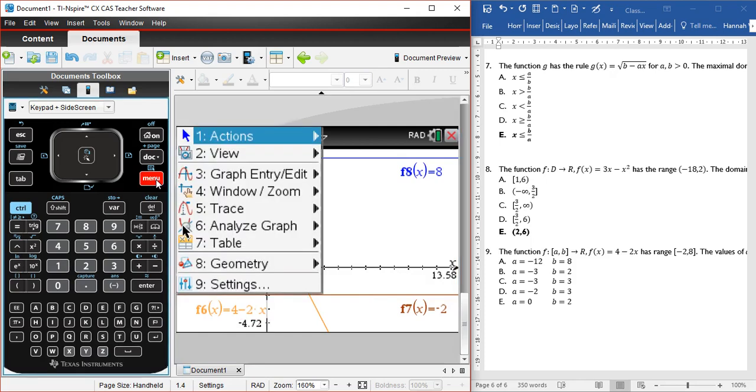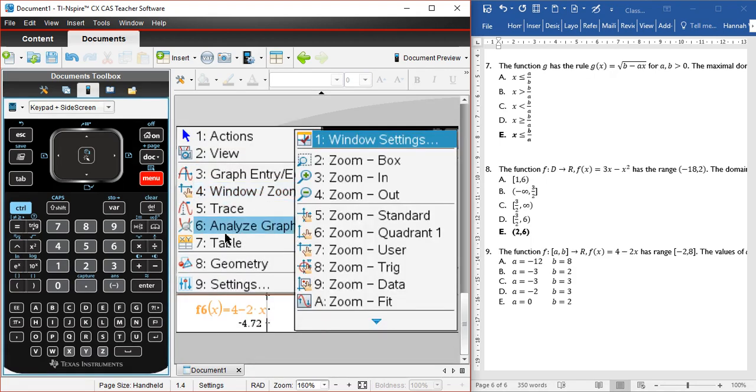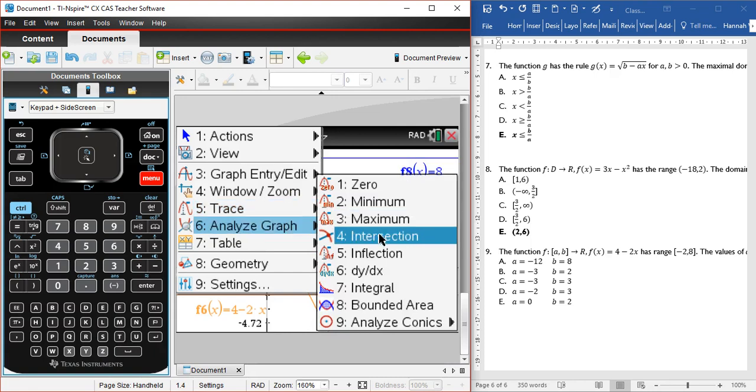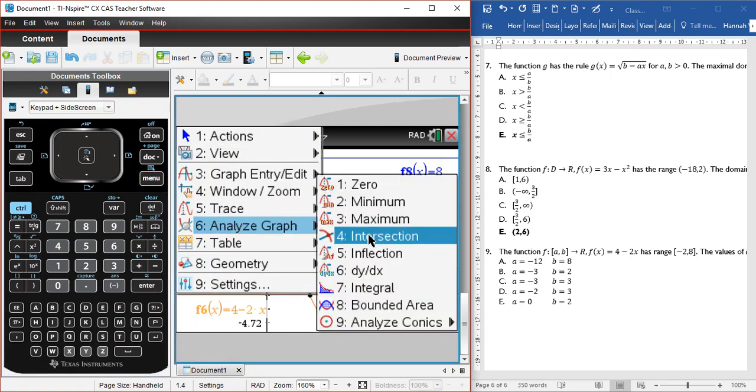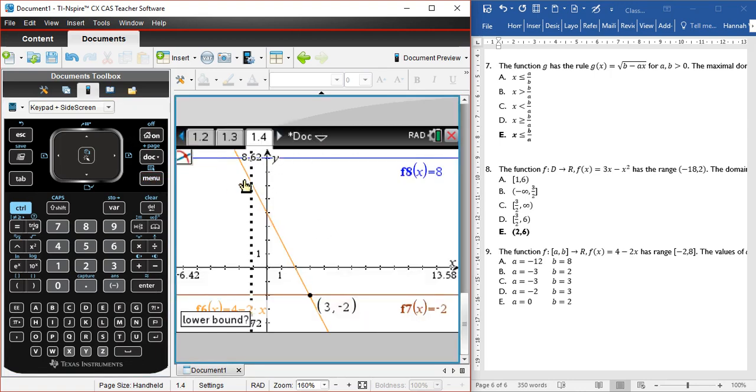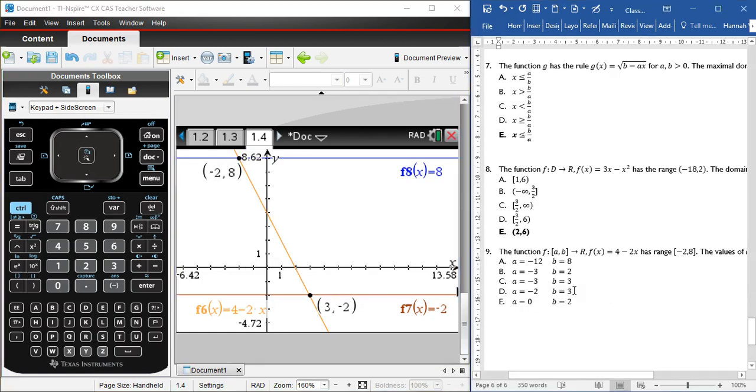You definitely can do it by hand or use the solve function. I actually find this a little bit better, especially if your graph is a curve and you have multiple points. So that's the first one, and then analyze graph intersection. This is the second one. Okay, so we need to find the function between a and b inclusive. You need to start with -2 and end with 3. So a equal to -2 and b equal to 3. And we're done.